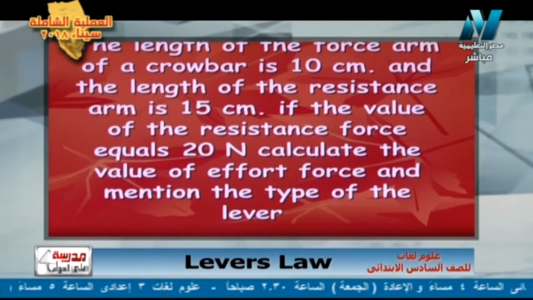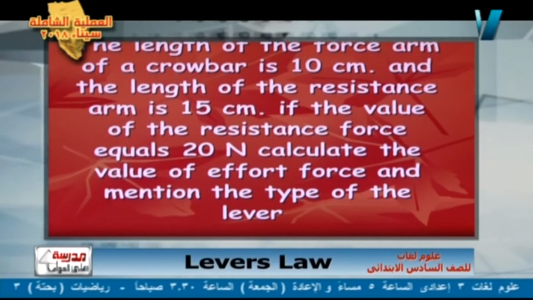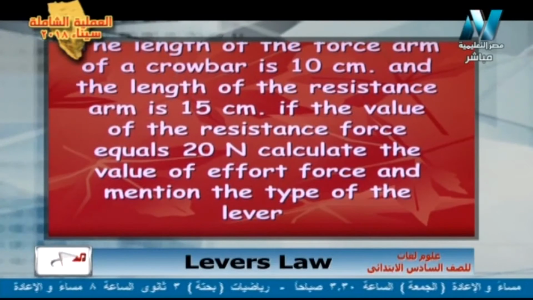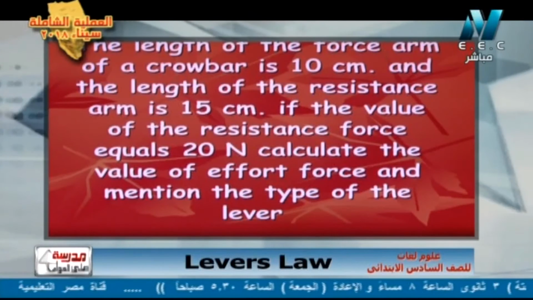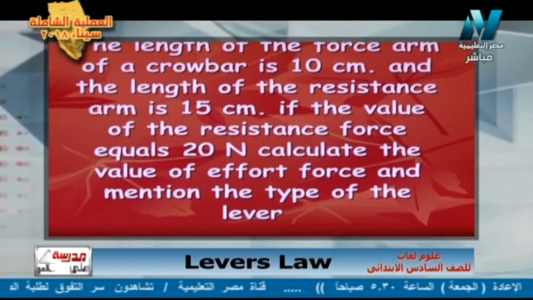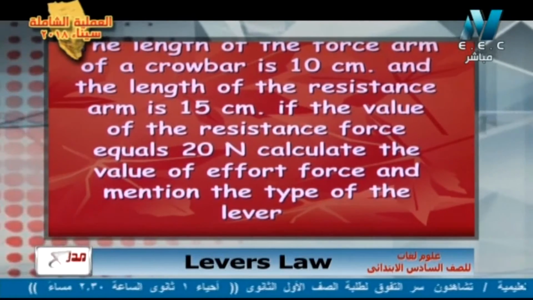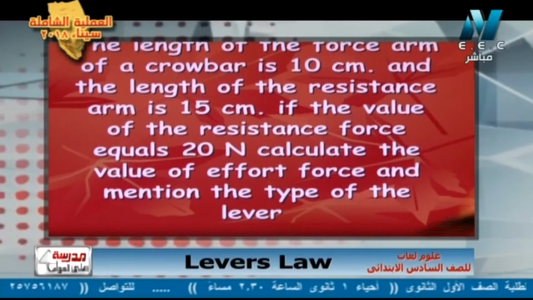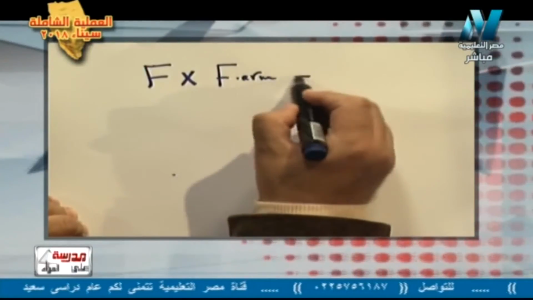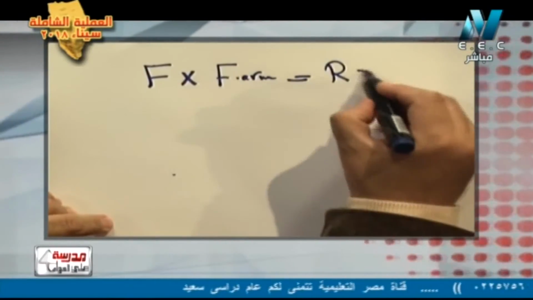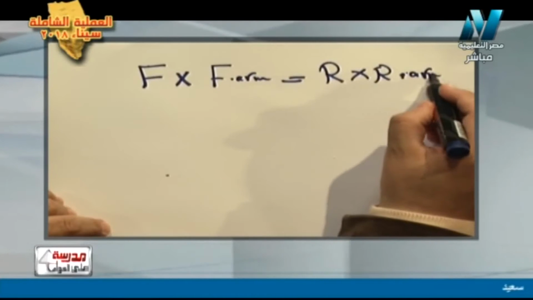So another problem of lever. The problem says the length of the force arm of a crowbar is 10 centimeter and the length of the resistance arm is 15 centimeter. The value of the resistance force equals 20 Newton. Calculate the value of the effort force and also mention the type of the lever. Here also I am asked to determine the type of the lever after solving the problem. So the first step, always I write the lever's law: effort force by effort force arm equals resistance by resistance arm.